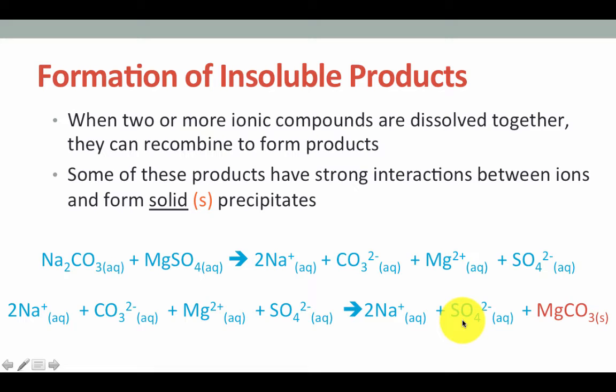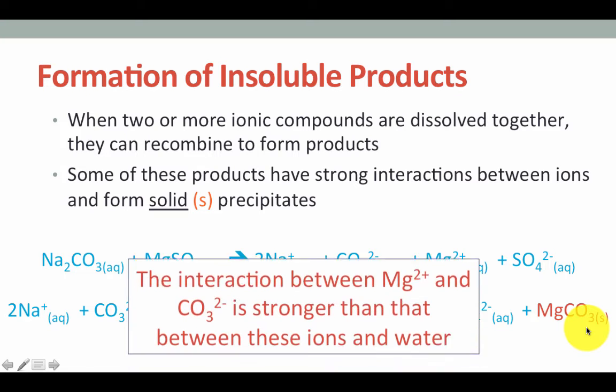Sodium and sulfate do not form an insoluble product, so these ions will remain aqueous. On the other hand, magnesium and carbonate do form a solid precipitate, so we will write that product as its solid form. Because it is a solid, it is no longer aqueous, and we do not write it as ions. We use the subscript S to indicate that it is a solid.